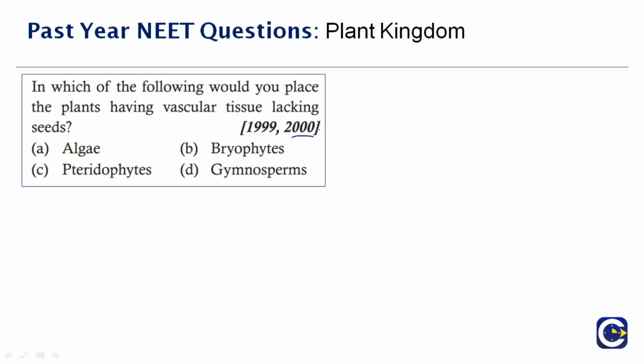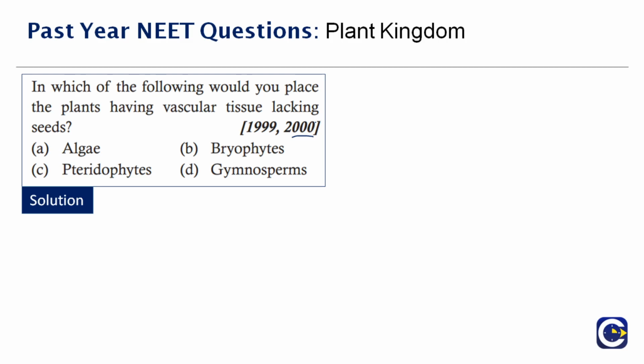In which of the following would you place the plants having vascular tissue lacking seeds? Okay, here they have clearly mentioned one thing, and it's a hint for you. They have a vascular system but they lack seeds. I think we all would have guessed the answer by now. Algae, no way, we do not include them in the plant kingdom. Now look at bryophytes. They produce only spores. So what could be the answer now? They have a vascular system but they lack seeds. Gymnosperms produce seeds, so the answer cannot be gymnosperms. And bryophytes, they are non-vascular plants, therefore bryophytes is also not the answer.